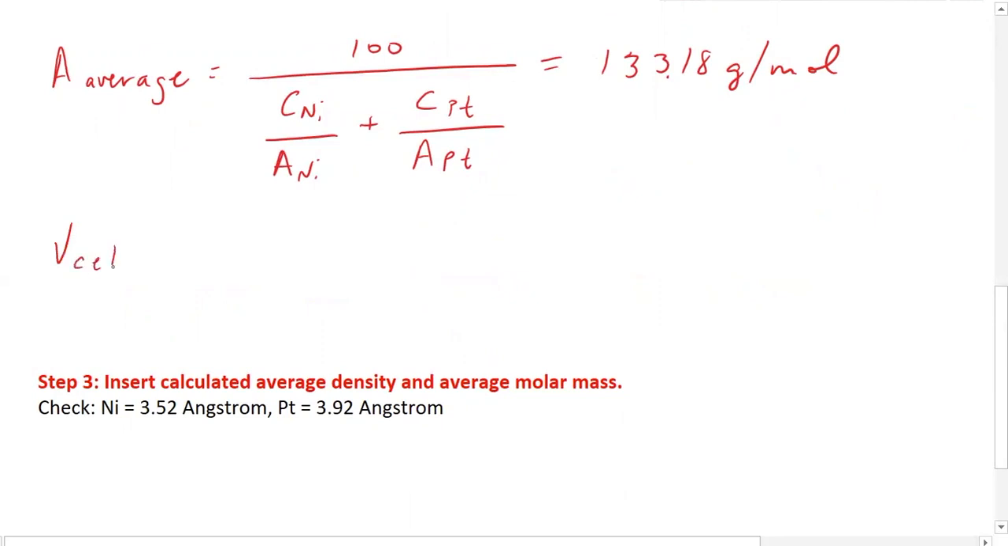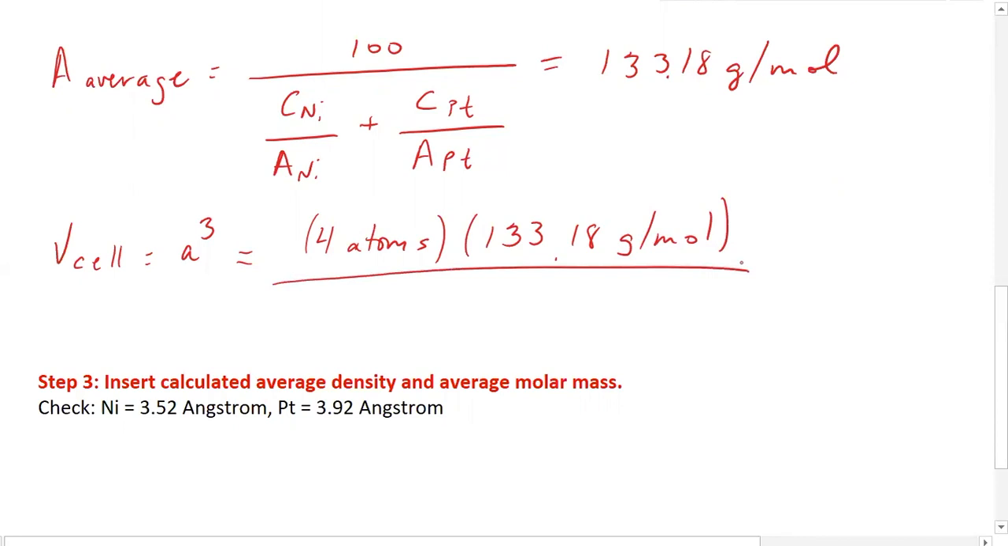And thus, the volume of the unit cell, which is the cube of a, being the unit cell edge length, is equal to n, where n is the number of atoms in a unit cell, and there are 4 atoms in an FCC unit cell, times the average molar mass divided by the average density that we just calculated times Avogadro's number.